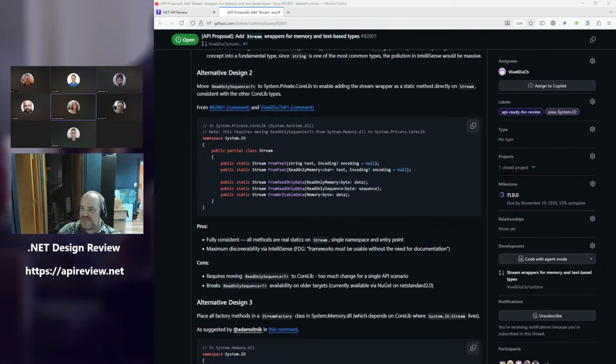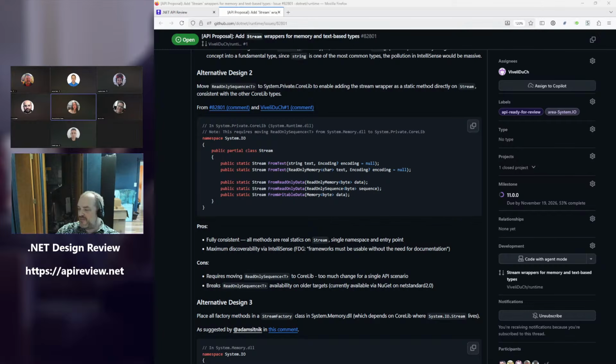One of the cons I saw was a lot of a change for the single API scenario, and also the ability to target all older targets. Basically limitations of corelib. So Eric, does moving read-only sequence to corelib break the older targets?